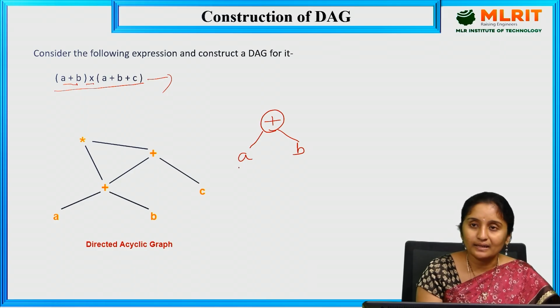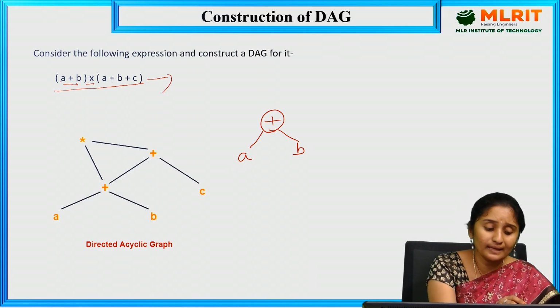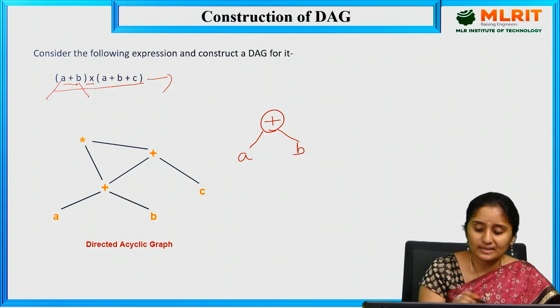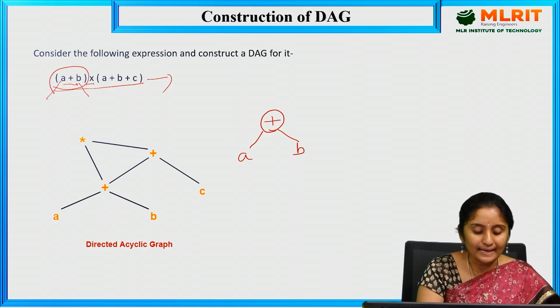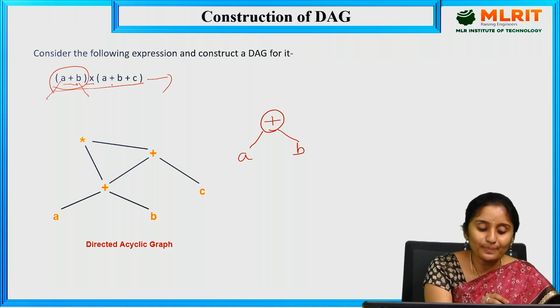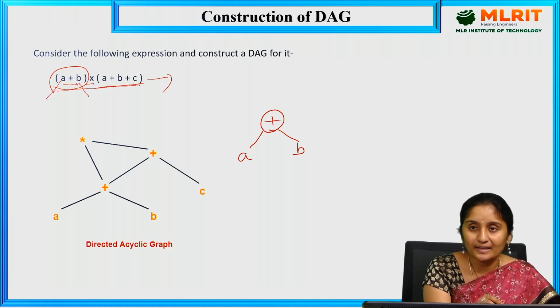A identifier is lying at the left hand side, B identifier is lying at the right hand side. So A plus B. So this statement calculation is completed. So the next bracket is here. So then next I need to calculate this.